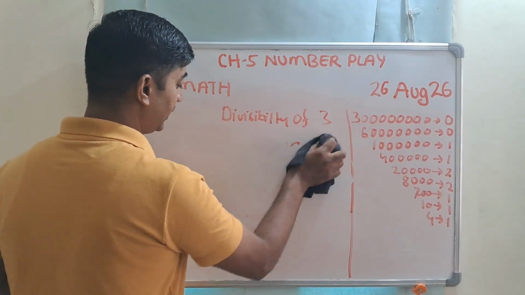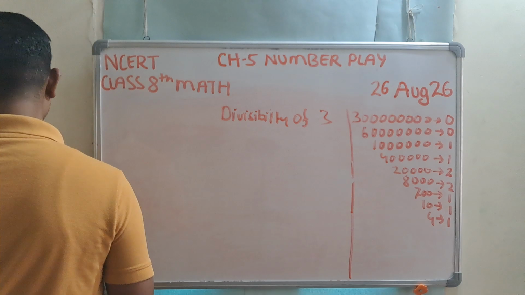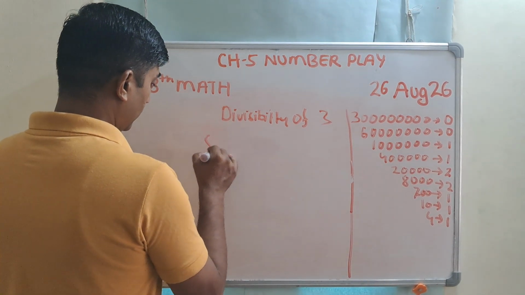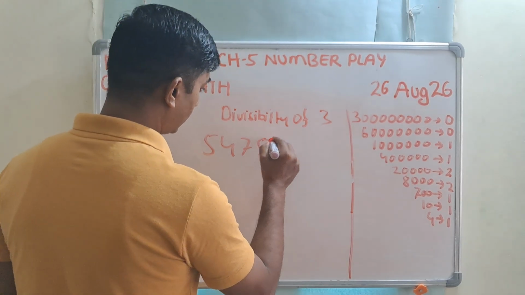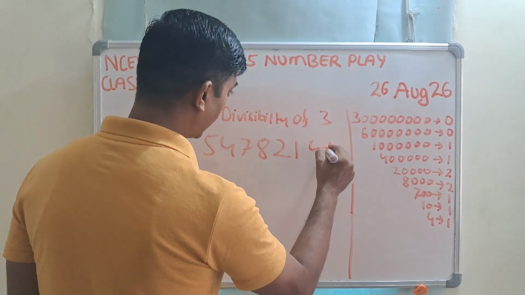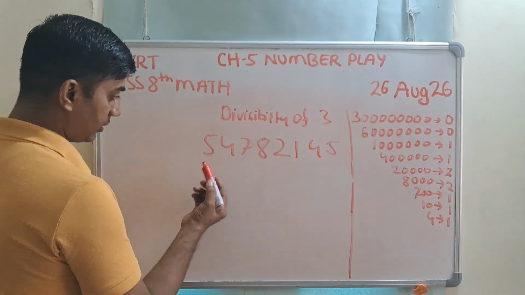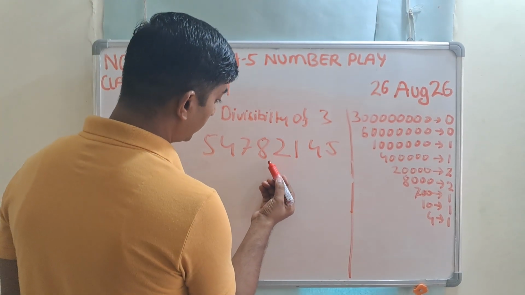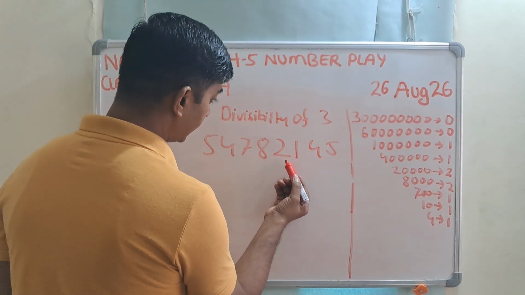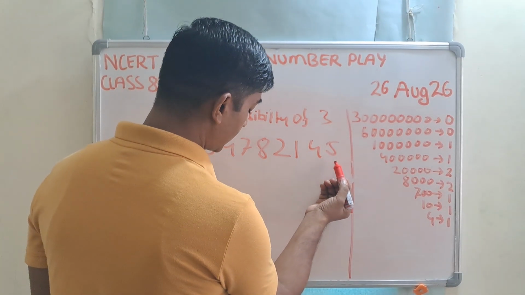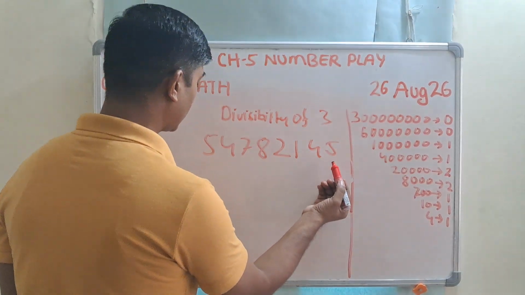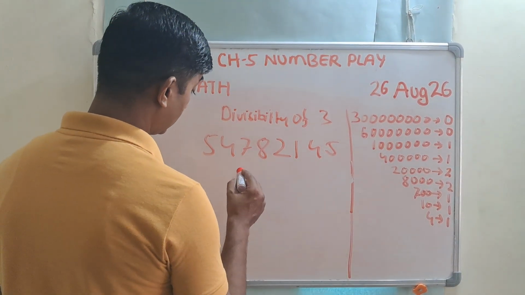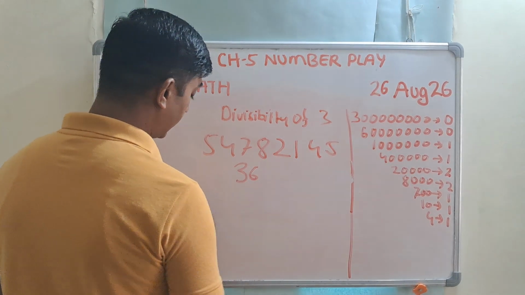Now we can see another example. Then we will move to the divisibility of 11. Take the number 5, 4, 7, 8, 2, 1, 4, 5. Understood? Now simply add: 5 plus 4 is 9, 9 plus 7 is 16, 16 plus 8 is 24, 24 plus 2 is 26, 27, 27 plus 9 is 36. Understood? So this number is 36.